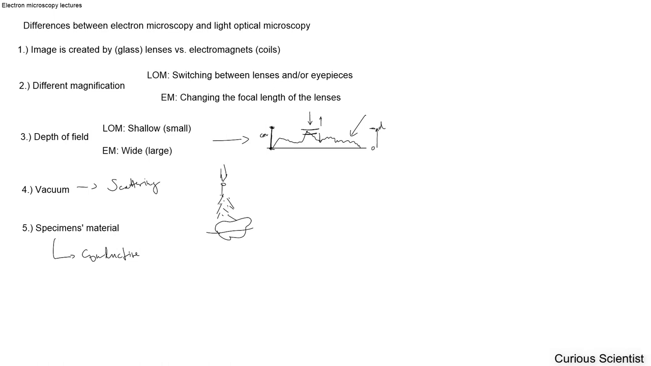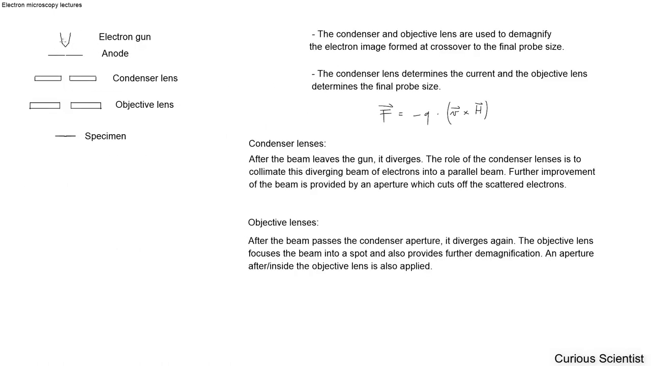You can even put liquid-based things in it, but generally in electron microscopes you cannot really do that. So this is just a short summary. So let's take a closer look at the lenses. This is a very, very simplified picture of an electron microscope.